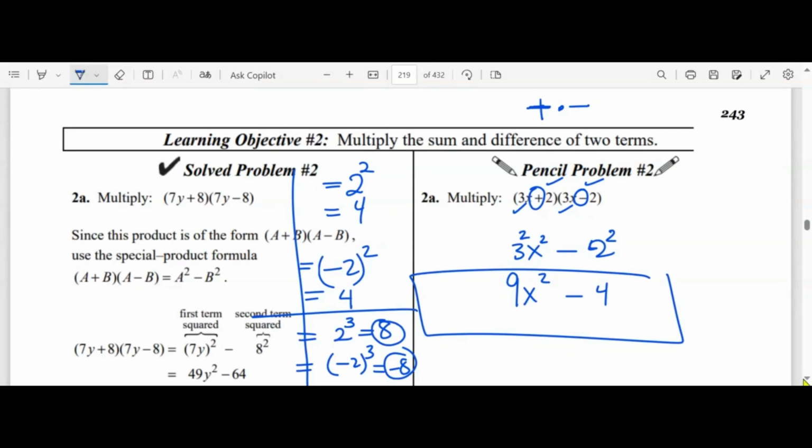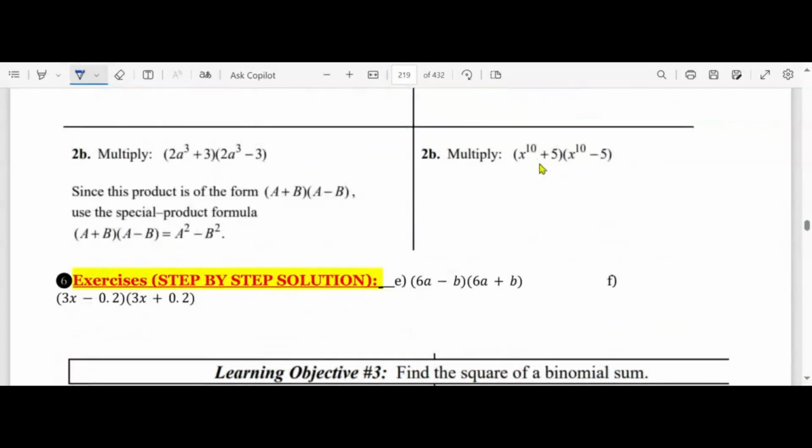Okay, let's move on to the next one. Here I'm going to look at this. Same or not same? Same, teacher. Same or not same? No, it's different. The same except the sign is different. So I will say x to the power of 10, 5 to the power of 2, squared, right? And then 5 all to the power of what? 2. And the sign? Minus. So that gives you x to the power of what? 20.